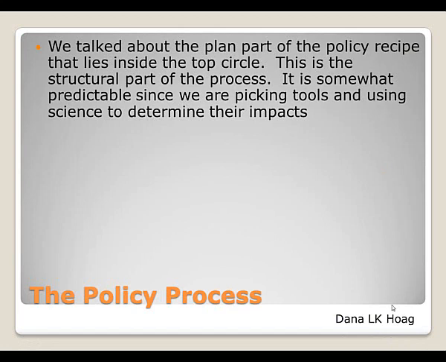Now, last week, or in the past, we've talked about the plan part of the policy recipe. That's that part that lies in that top circle. This is the structural part of the process. That is, we make structure around what we want to happen. It's somewhat predictable since we're picking the tools we're going to use, like taxes, and we're using science to determine the impacts.